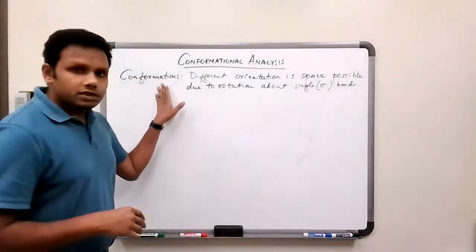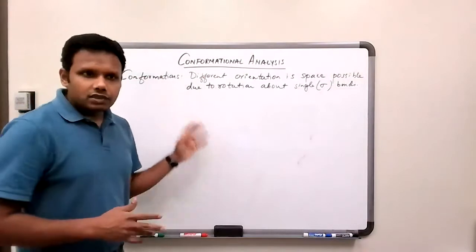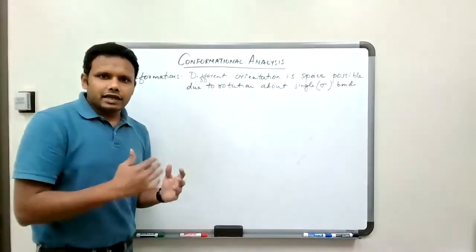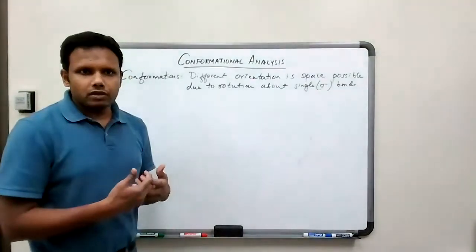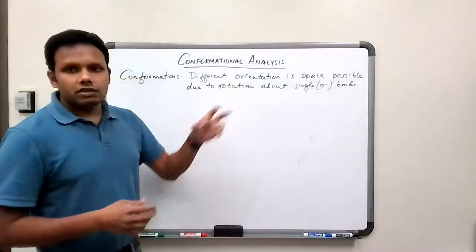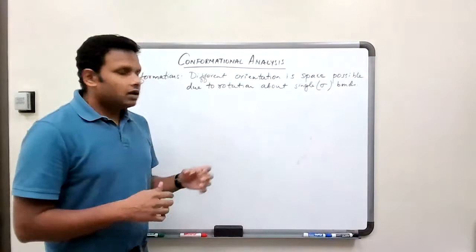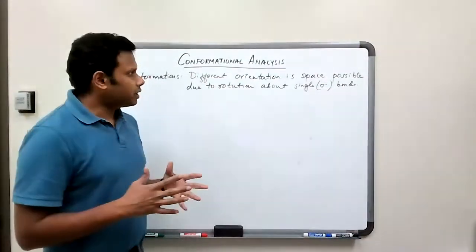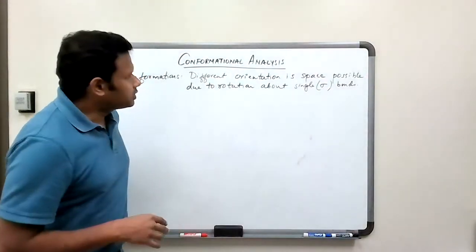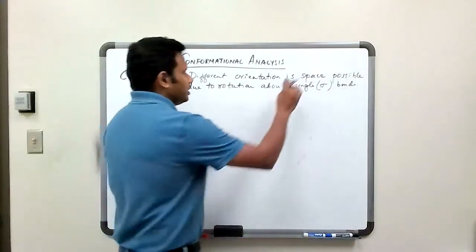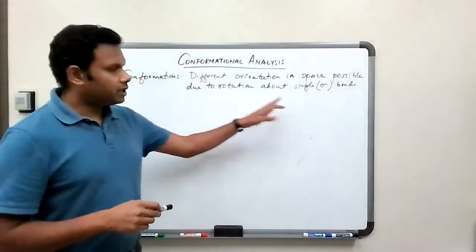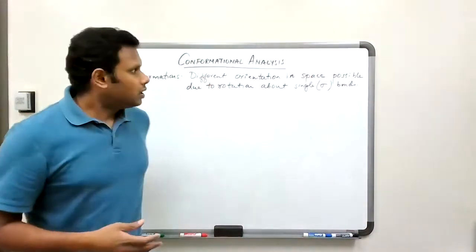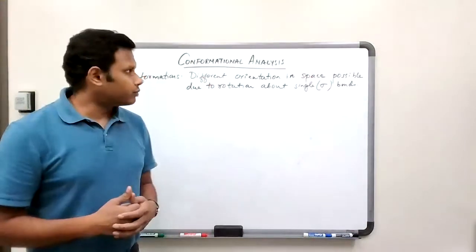Now, conformations, I have the definition up here. I mean, not like an exact definition, but what does it mean? Conformations are different orientations in space, possible due to rotation about sigma bonds. Those are called conformations.